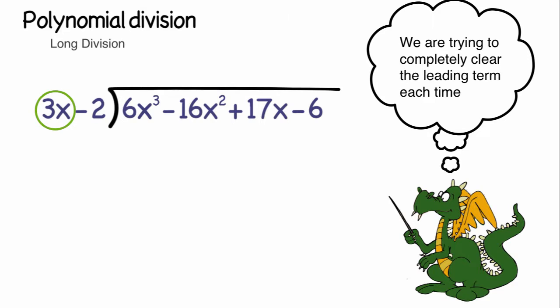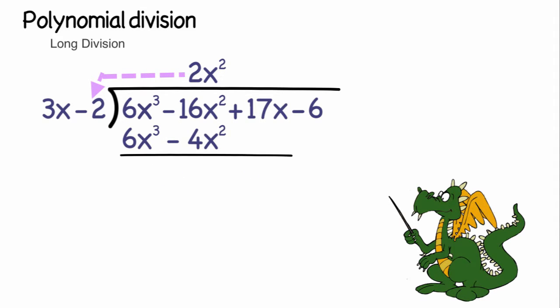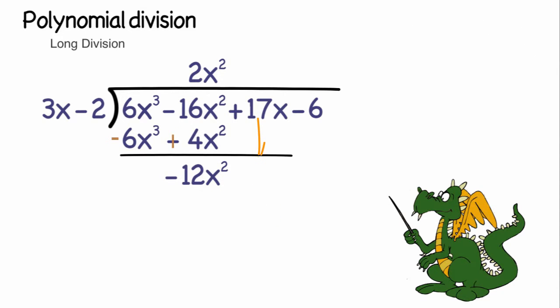We're going to look at the first term of the divisor, which would be 3x, and we're going to divide that into the first term of the dividend, which is 6x to the third. In this case, when we divide, we get 2x squared. Our next step is to multiply 2x squared times both numbers in the divisor. 2x squared times 3x is 6x cubed, and 2x squared times negative 2 is negative 4x squared. Basically, all we're doing is using the distributive property. After that, we're going to subtract, giving us negative 12x squared. We need to bring down the next term, and we'll be ready to repeat the process.